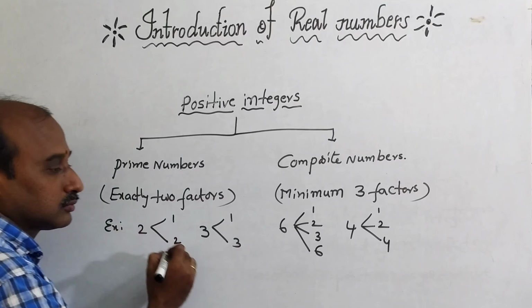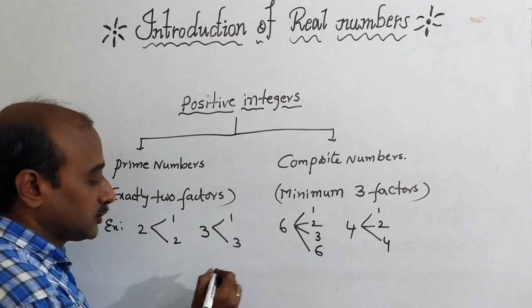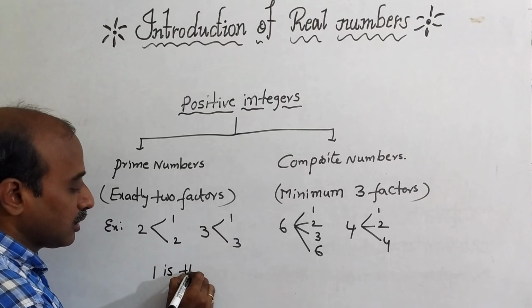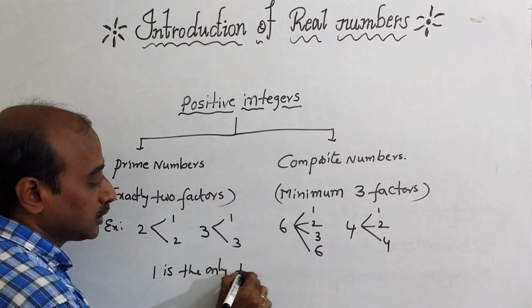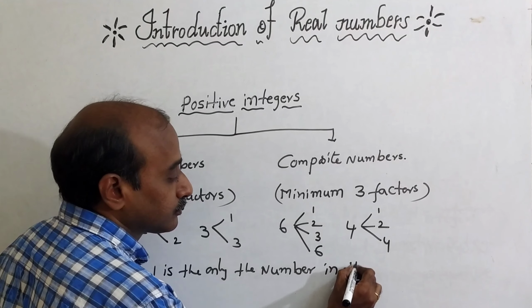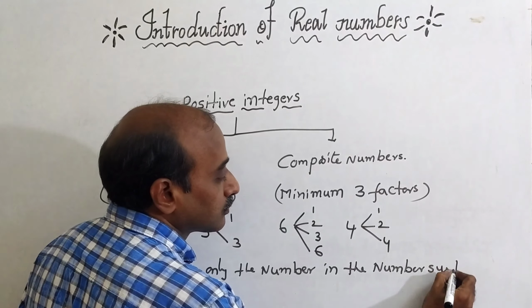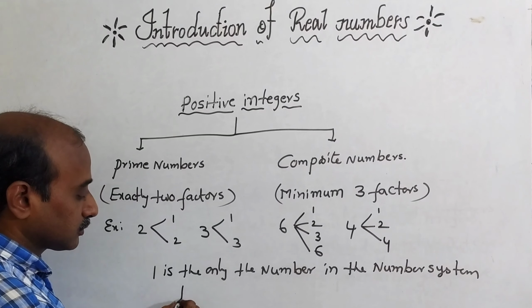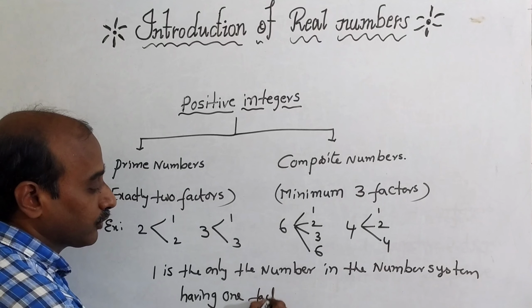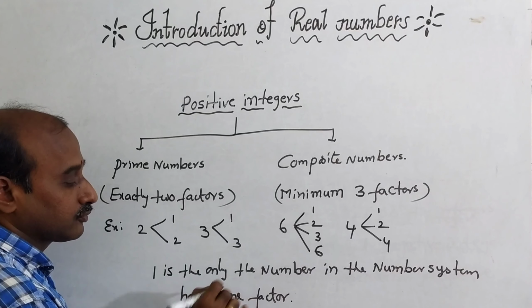Now come to 1. 1 is the only number in the number system having one factor. That means the number itself.